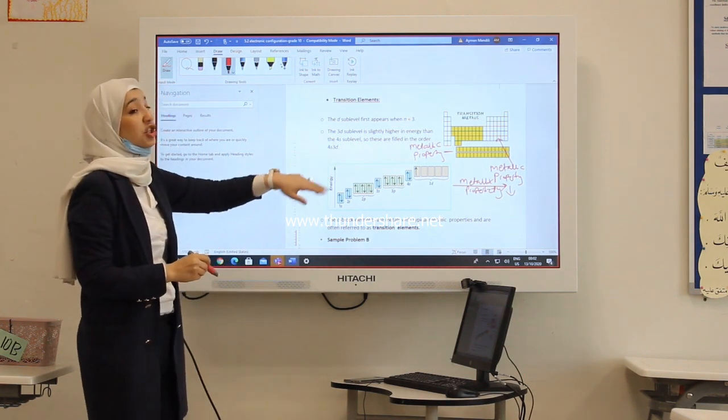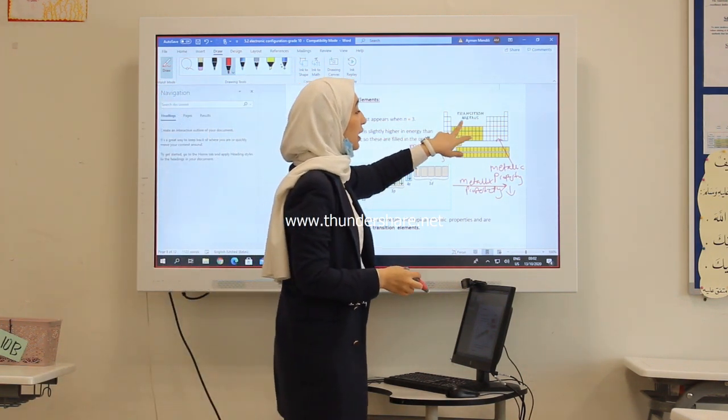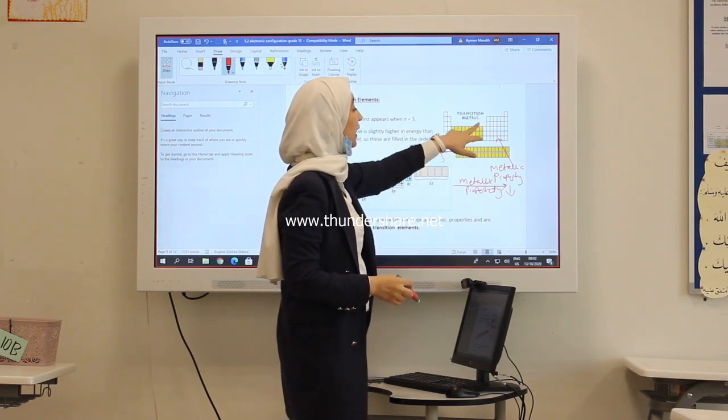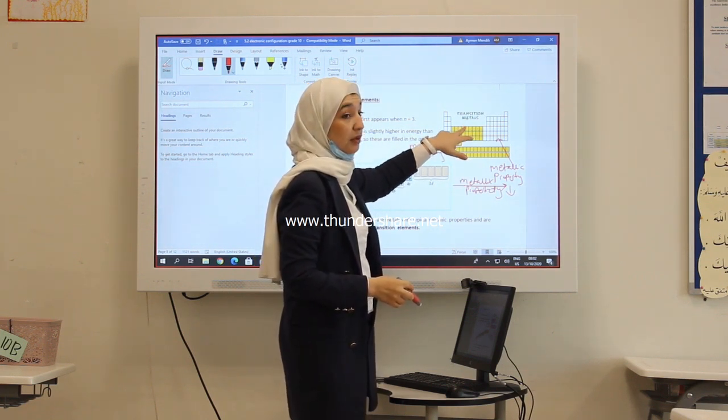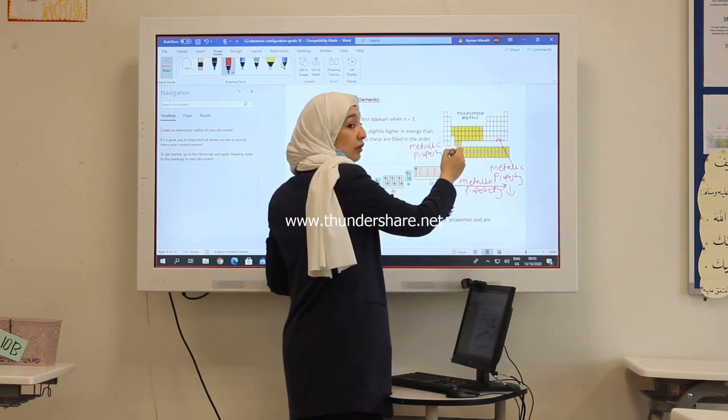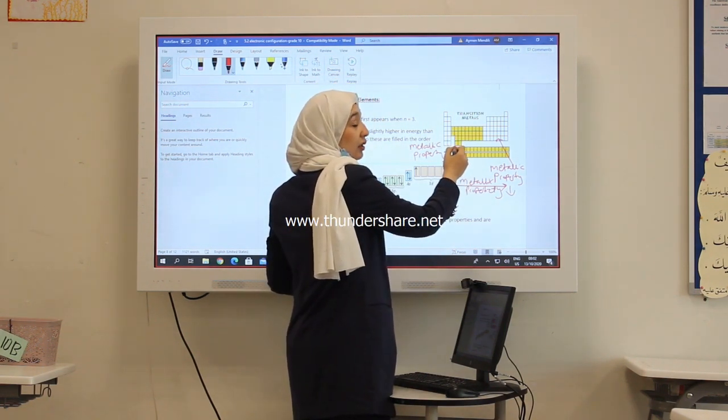Okay? The transition metals, from their location, which block do they locate in? S, P, D, F. Which one? The transition metals, the highlighted yellow one. D block.